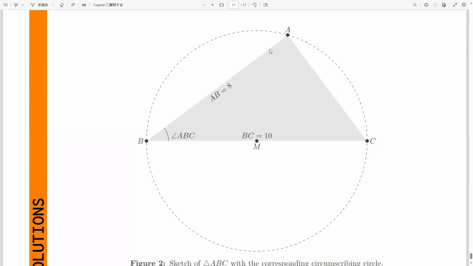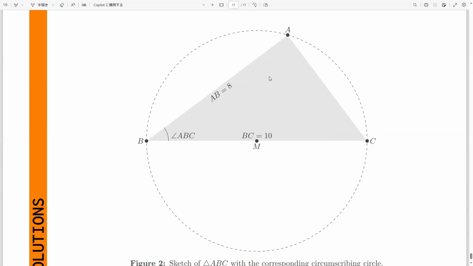Let us look at the sketch for the given problem. Here we have a triangle ABC, and we are told that AB is 8 and BC is 10. We are also given the cosine of angle ABC, which is 4/5. Then the point M is the midpoint of BC, so we already know that BM is 5 and MC is also 5. Later we'll be using this circle that circumscribes the triangle ABC.